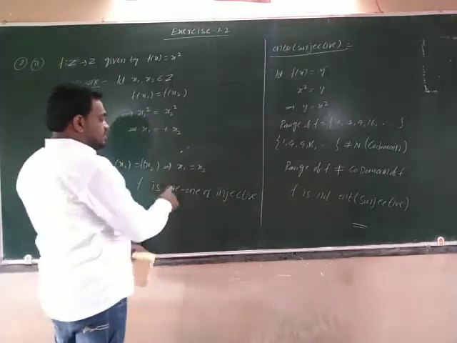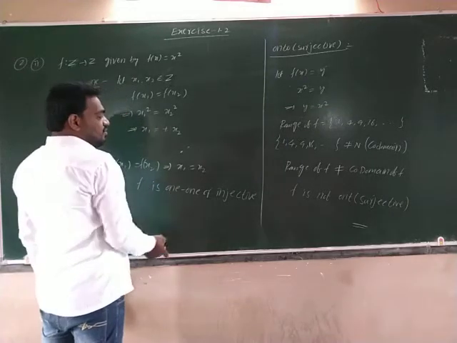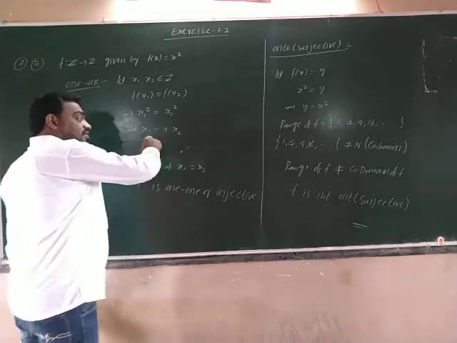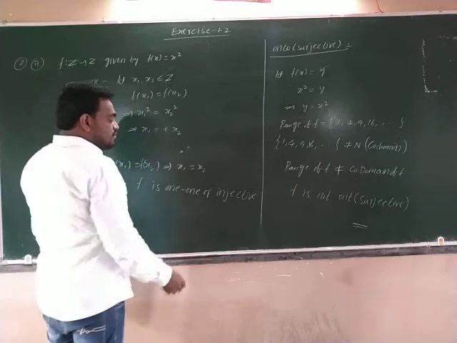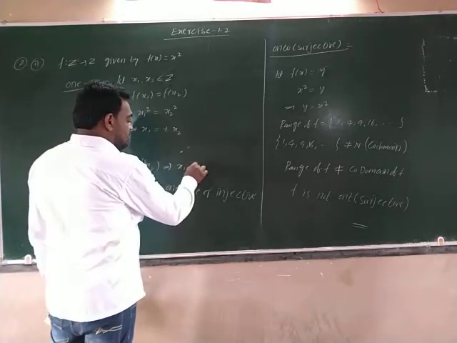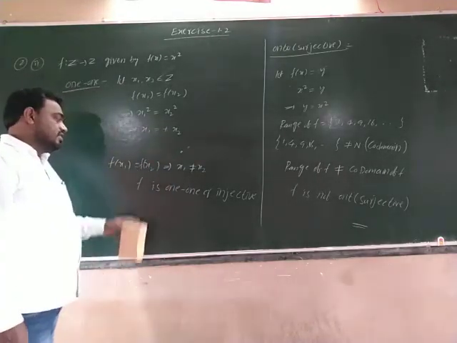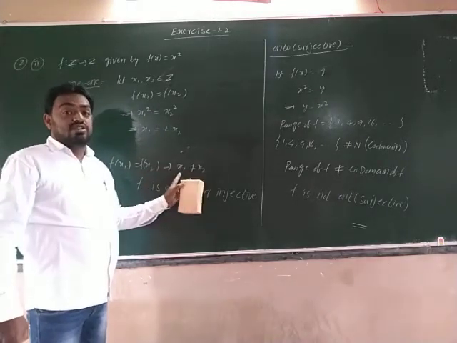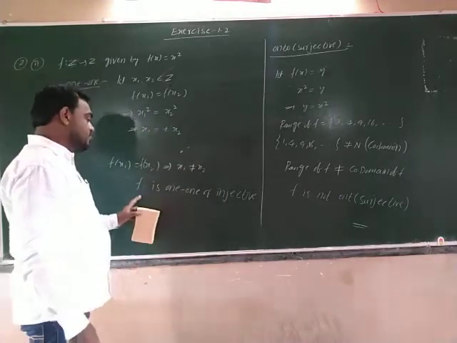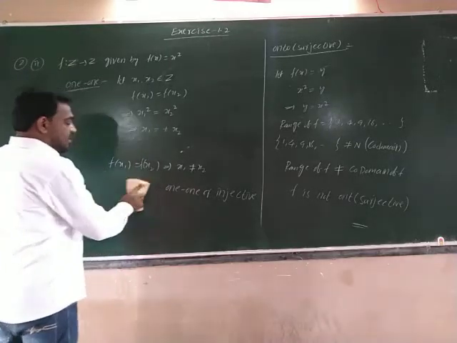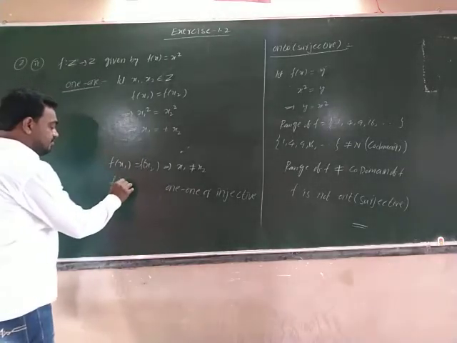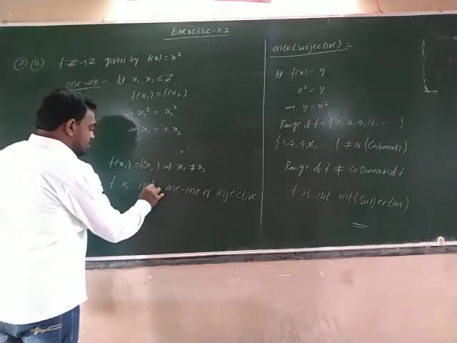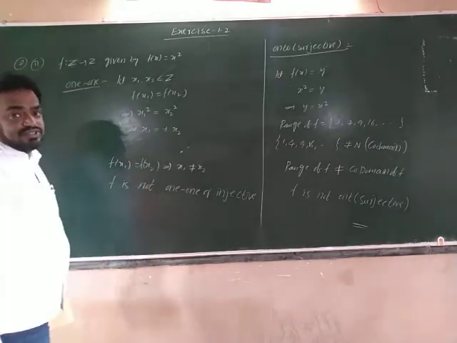Here what we get, x1 is equal to x2, and x1 is equal to minus x2 also we are getting. So this is not equal. F of x1 equal to f of x2 I assume. This need not imply x1 equal to x2. Therefore f is not one-one or injective.